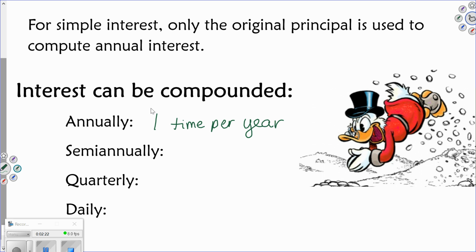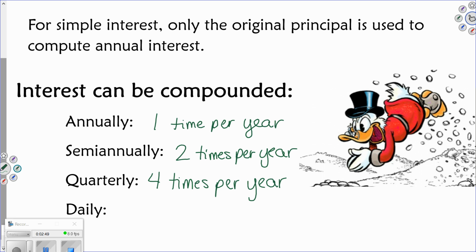Semi-annual, how many times is that? That is 2 times. Every time I hear that word, I always think of Victoria's Secret semi-annual sale, right? It's twice a year. Help you remember that. Quarterly, that is 4 times per year. I always think of how many quarters are in $1. How many quarters make $1? 4, right? So quarterly, 4 quarters in $1. There are 4 times per year.